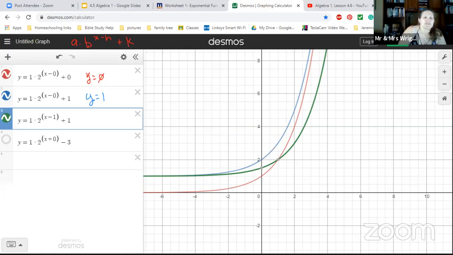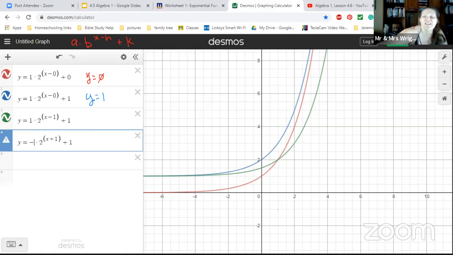Now, let's see what it would look like with a multiplier, our A change, our compression or stretching change. So instead of 1, let's do a -1. Let's make it a reflection. What do y'all think that's going to look like? Remember, the last one we looked at was the green one here. There you go. It's an exact reflection of the green.